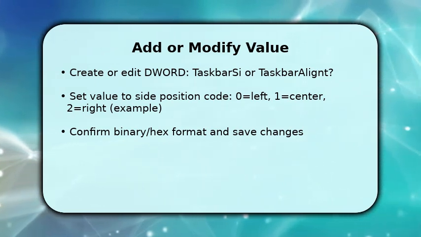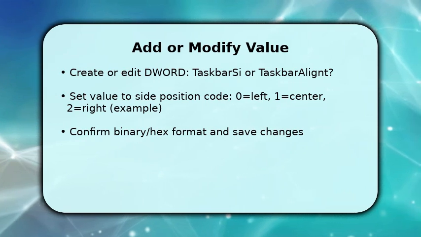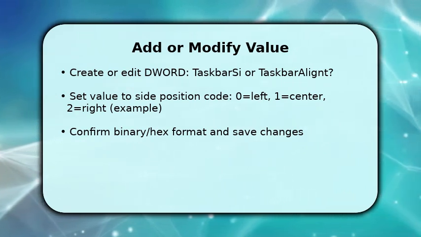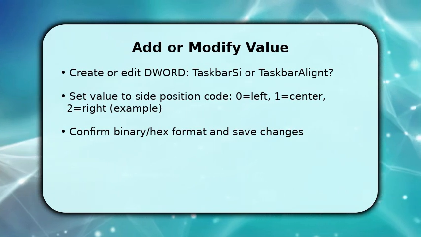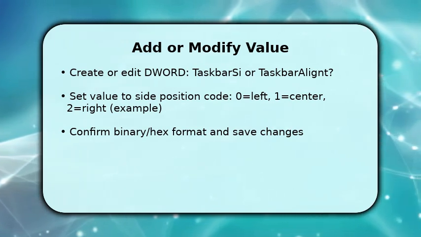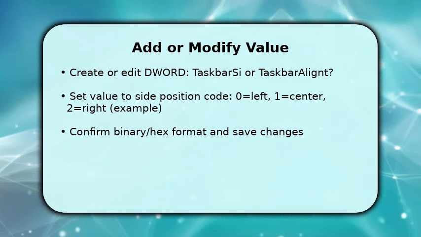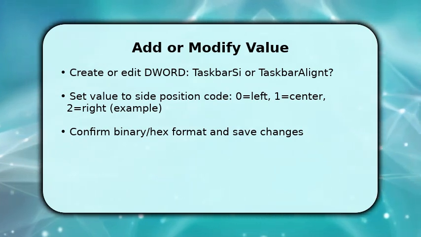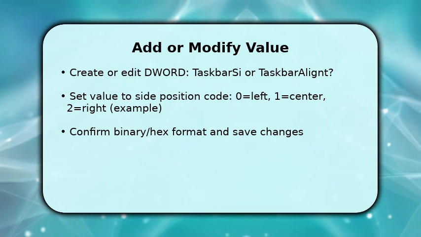to set a numeric value corresponding to the side you want. Use 0 for left, 1 for center, 2 for right as examples in some builds. Check your Windows version because names vary. After writing the value, click OK and close Registry Editor so you can apply the change properly.